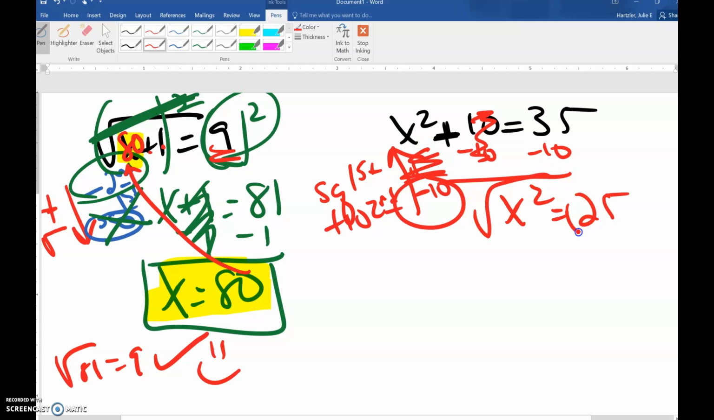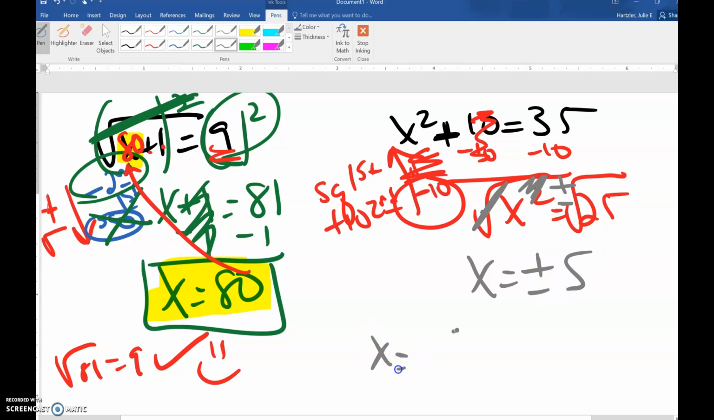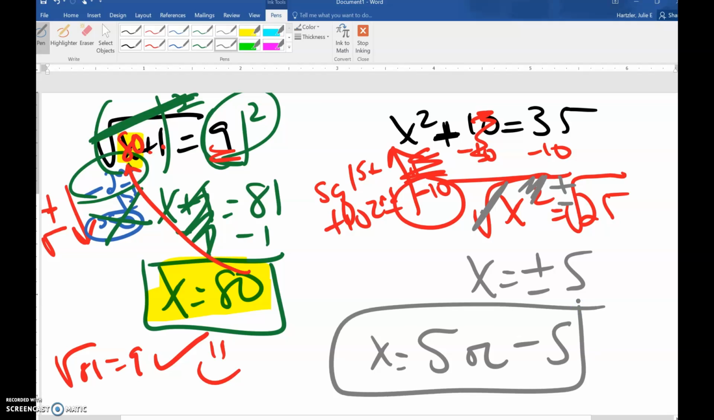Now, be careful when you square root. You actually get two answers. The squaring and square root cancel. X equals plus or minus 5. So x is 5 or a negative 5. Just remember, when you have an exponent of 2, you should expect 2 answers. Don't mess that up on the test.